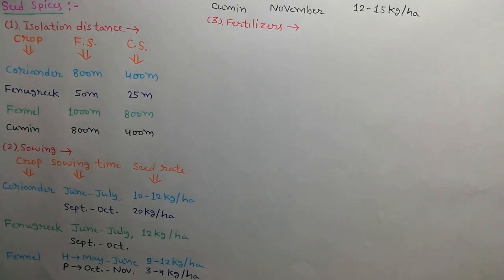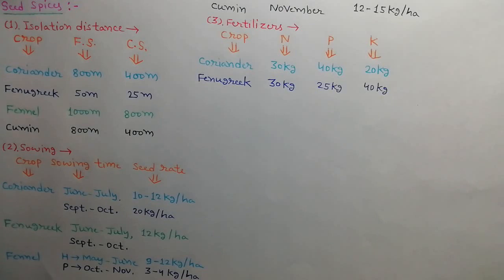Fertilizer requirement may vary according to the type of crop. For per hectare seed crop, coriander requires 30 kg nitrogen, 40 kg phosphorus and 20 kg potash, while fenugreek requires 30 kg nitrogen, 25 kg phosphorus and 40 kg potash. For both crops, 1/3 of nitrogen and full doses of phosphorus and potash should be applied as basal dose. Remaining 2/3 should be applied in two equal splits.